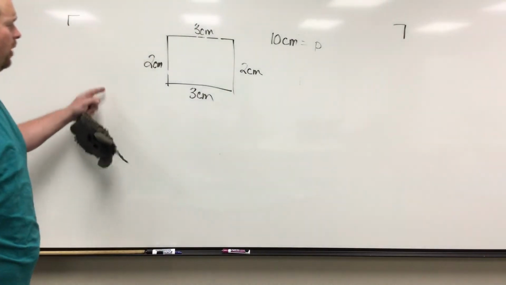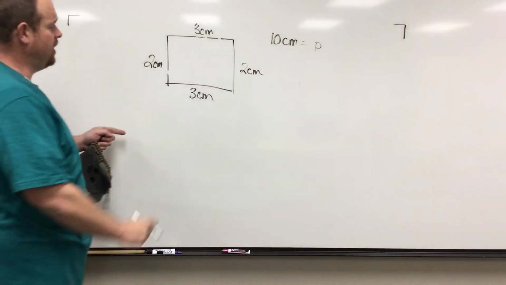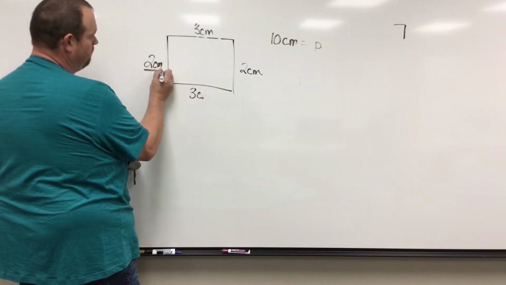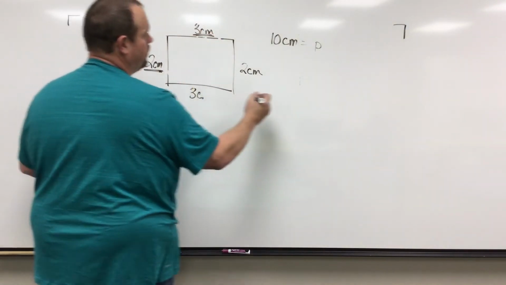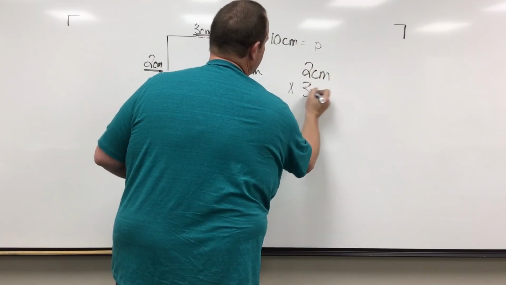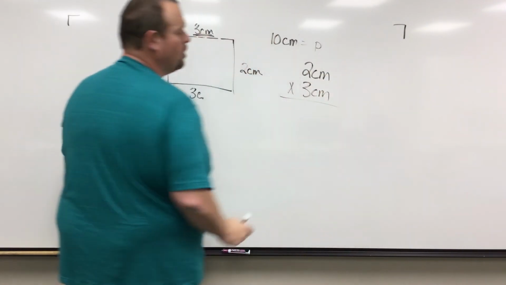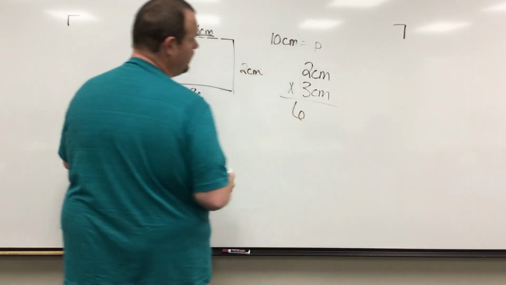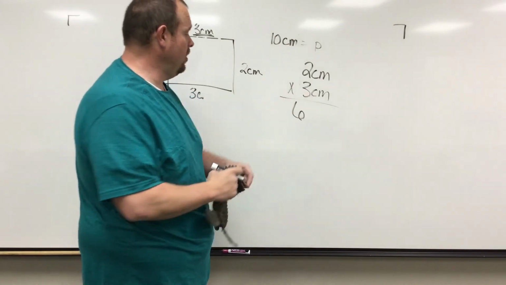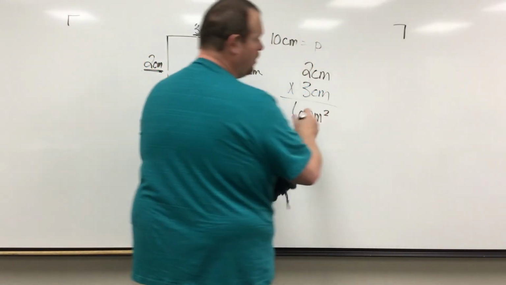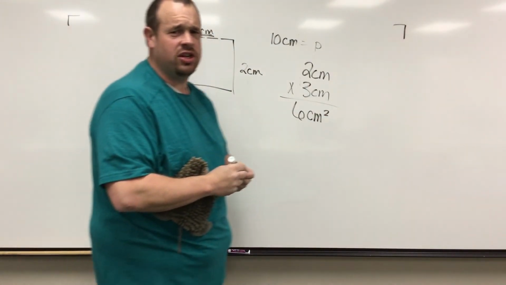Now, for my area, I need length times width, okay? So, I'm going to find a length, and I'm going to find a width. 2 centimeters times 3 centimeters. What's 2 times 3? You're right, 6. And centimeters, what? Centimeters squared.